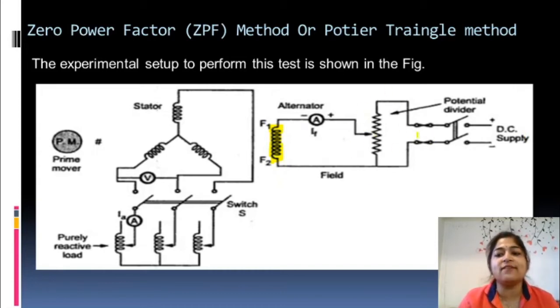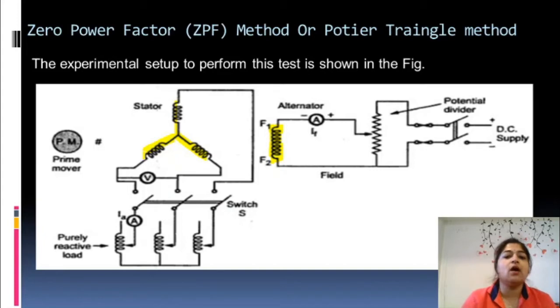Now this potential divider will basically help us vary the current and voltage which is given to the field circuit. This is the stator of the alternator. This is the armature winding. This is the star connected armature winding. To this star connected armature winding, this three phase pure inductive load is connected through this switch S.